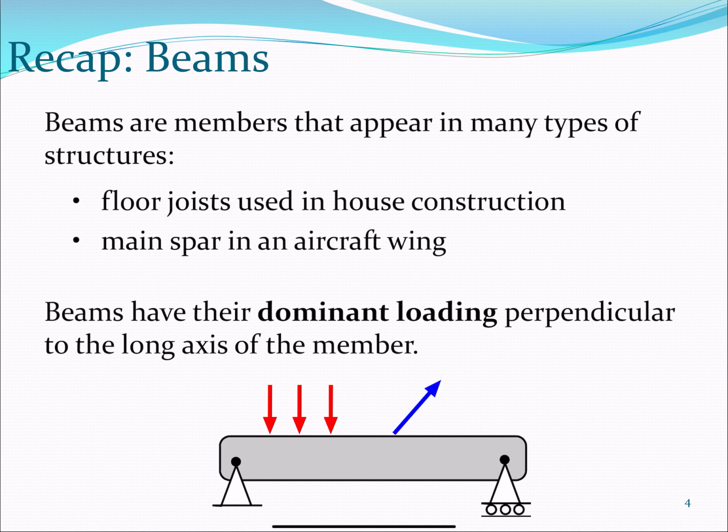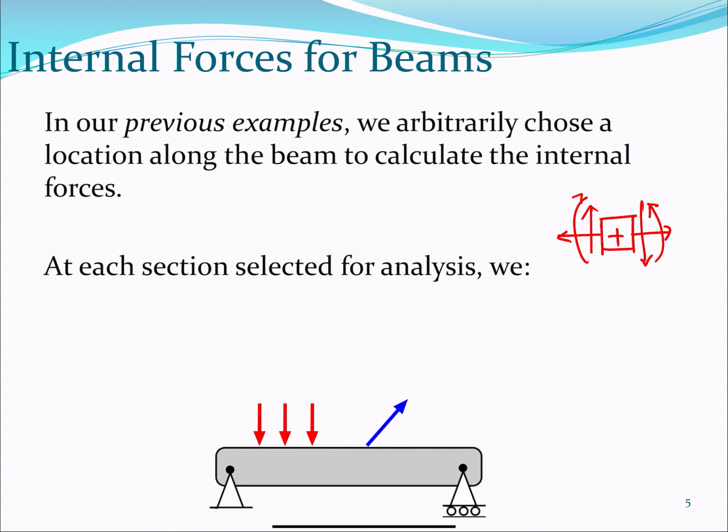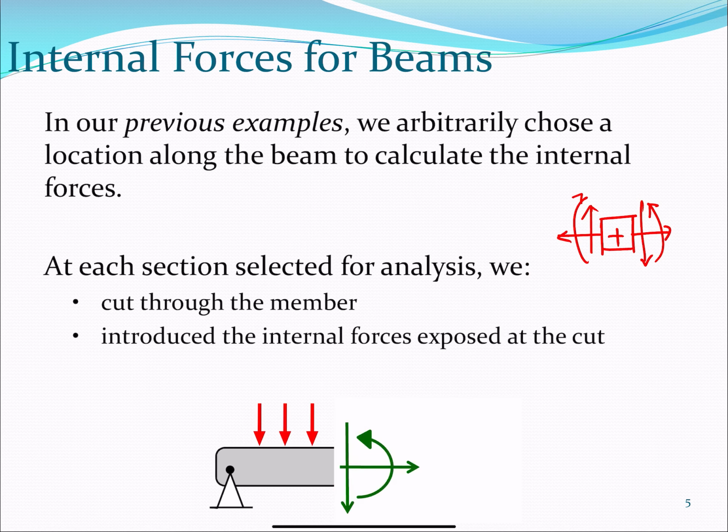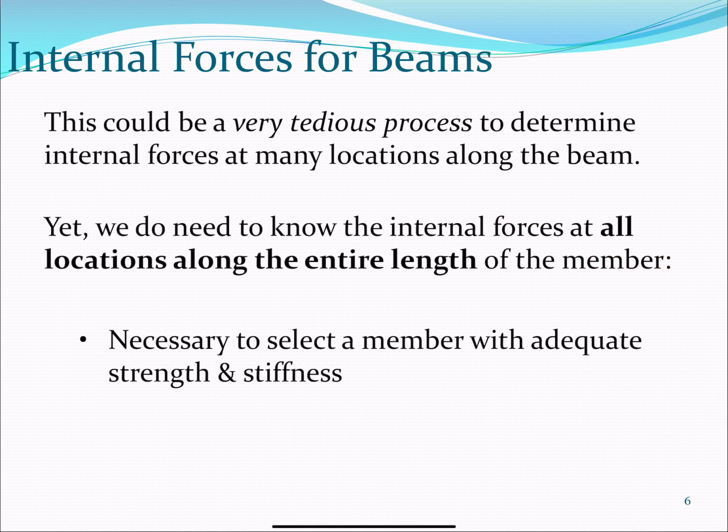It's exactly the same as we did with reactions. In previous examples, we chose a location along the beam to calculate the internal forces: the middle of the beam, point B, point C. Now, at each section for analysis, we cut through the member, we introduce the internal forces exposed at the cut, and we solve for them using equilibrium equations. Now, if we were asked to do this at 10 points along the beam, it would be a very tedious process. It would be very time consuming to find internal forces at many locations in the beam.